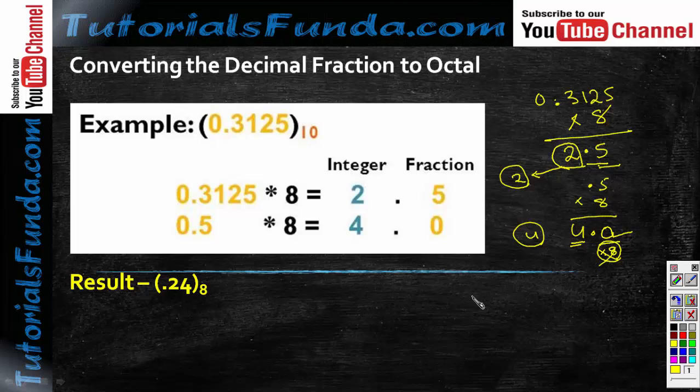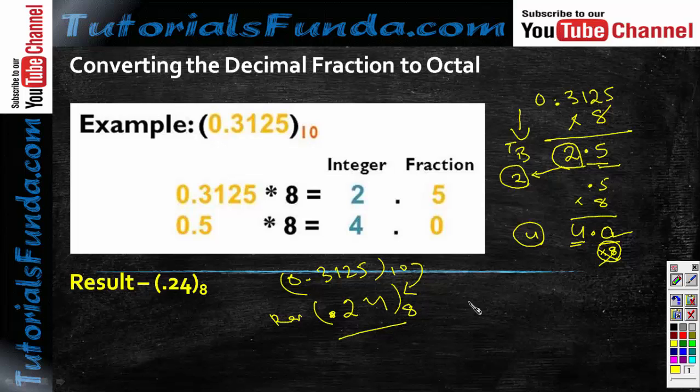What is the result here? Just write down the values from top to bottom. Our top-down values are 2, then 4. That is 0.24. So our result is 0.24. So our decimal value is 0.3125, base 10, and its corresponding octal is 0.24, base 8.